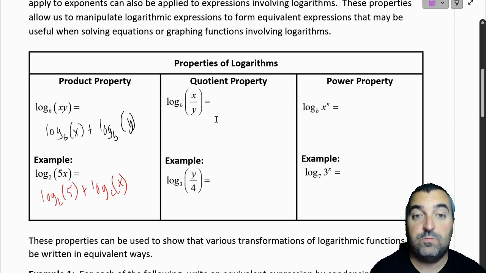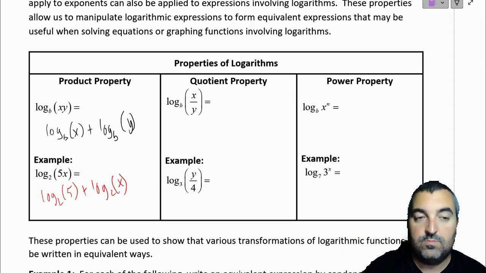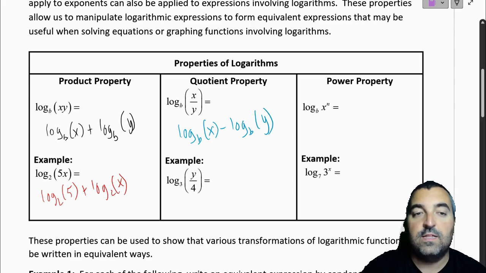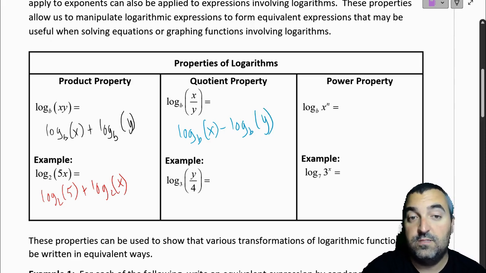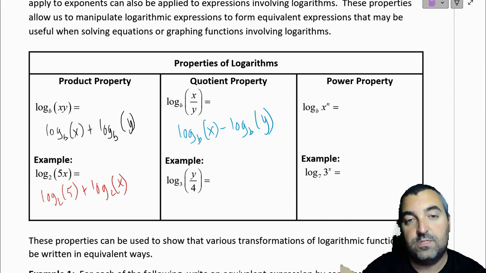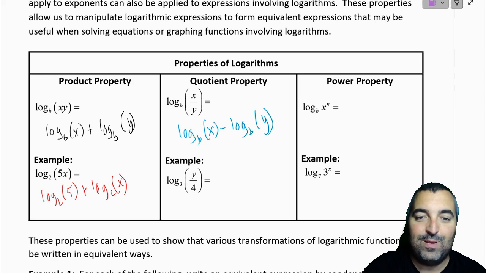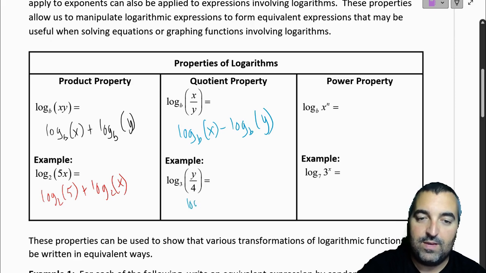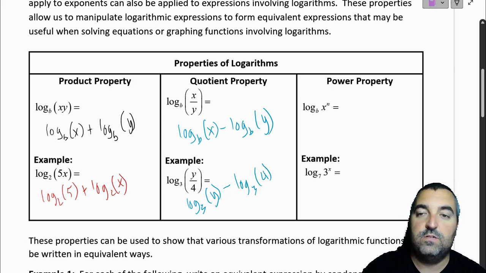Okay, quotient property, very similar. Well, if multiplication gave us addition, what ends up happening here is we get subtraction. Technically these two properties are the same, if you will. It just deals with negative exponents, which we'll talk about with the power property. But again, multiplication gave us addition, division gave us subtraction. So log base 3 of y minus log base 3 of 4. These two things are equivalent.